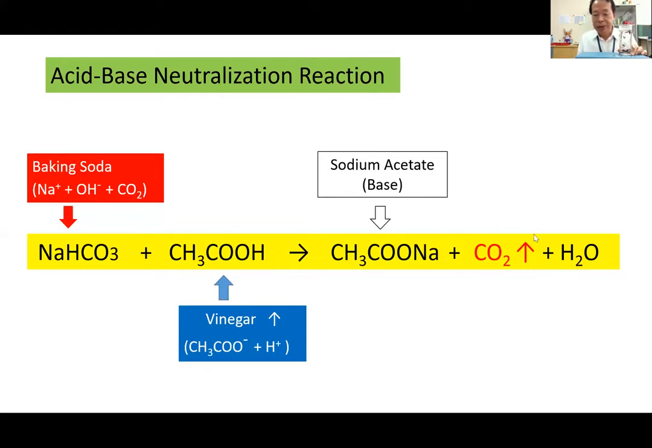So this carbon dioxide is a parachute. They stick to the raisin. Then the raisins are coming up. Then on the surface, the bubbles pop, then going down.